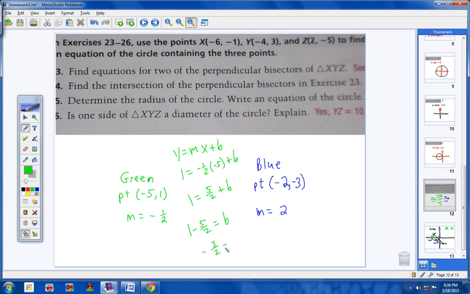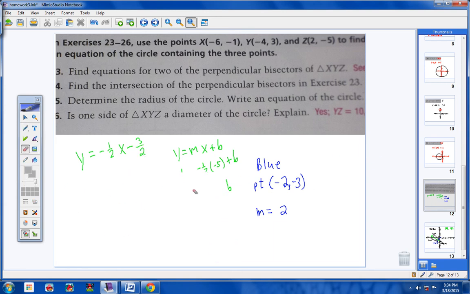You should have a fraction button on your calculator. So if you struggle with fractions, use your fraction button. 1 minus 5/2 is negative 3/2. Okay, so I know what the slope is of the green line. I know what b is of the green line. So my green equation is y equals negative 1/2 x minus 3/2. There we go. Done with the green equation. Okay, pretty cool. Now let's go on to the blue equation very quickly here.